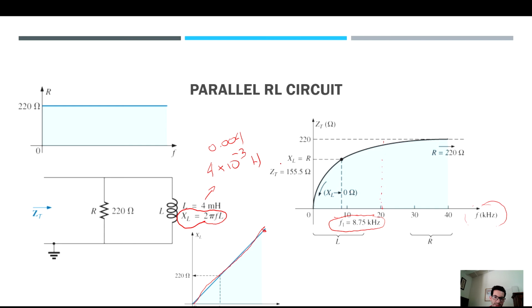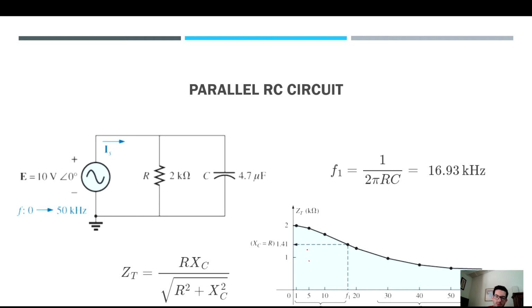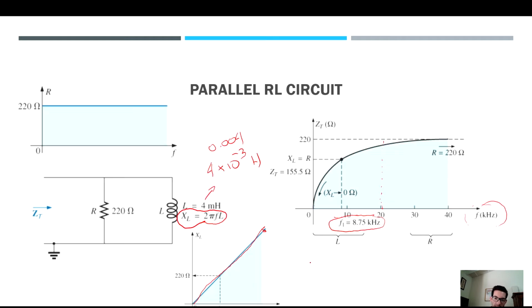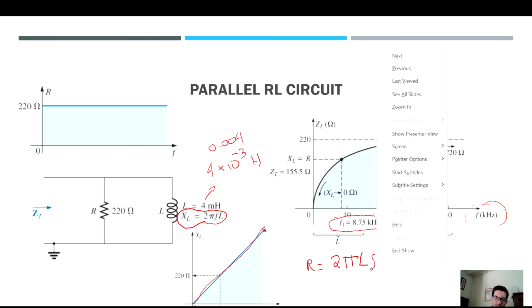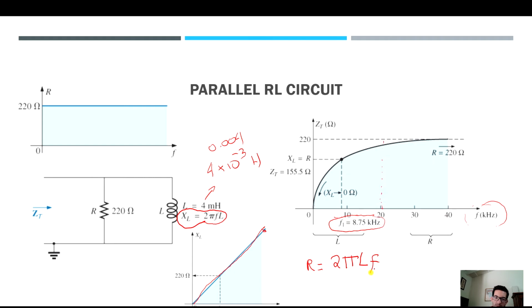Now, in terms of F1, we know that this is the resonant frequency. We compute resonant frequency by saying that the frequency that we get by resistive reactance is the same response that we get by the frequency at the inductance reactance. So in this particular case, we say that this is the frequency.